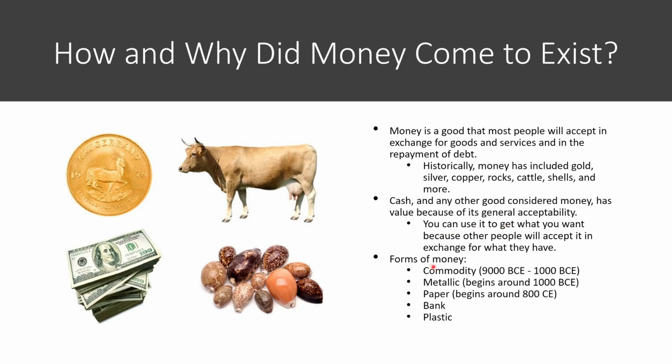Some different forms of money, and you need to know these for the test: there's commodity, which we're going to talk about. There's metallic, which is what we're currently using. Then paper, which again we're also using. And then there's banks, and then plastic. What I mean by plastic is like your ATM or debit card.